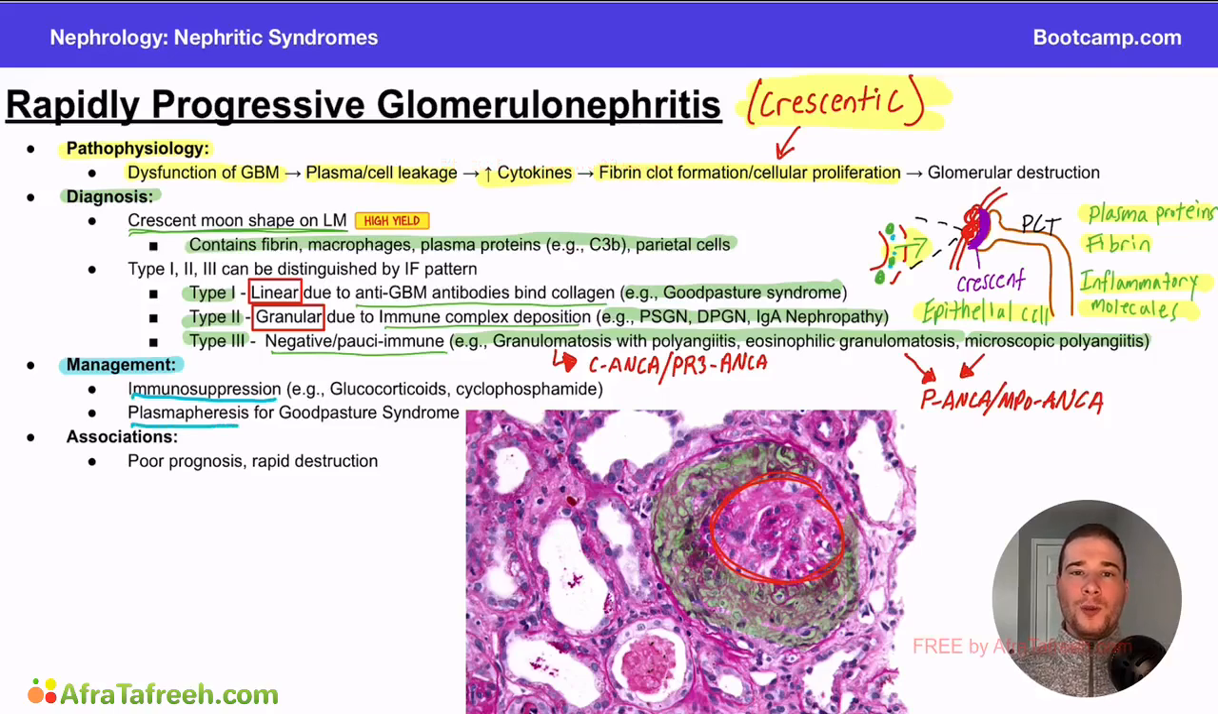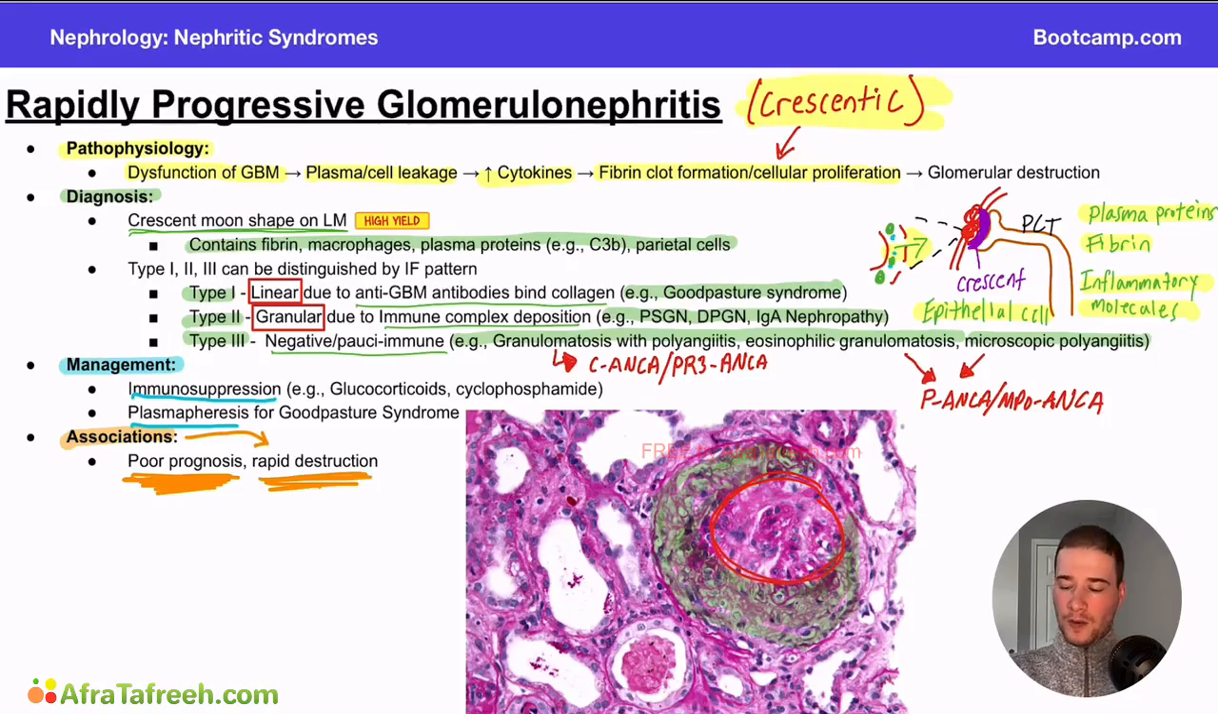Overall, it's important to note, and the reason why I said we can give them immunosuppression to try and improve their prognosis is that these patients typically have a poor prognosis. That is to say, rapidly progressive glomerulonephritis, as the name suggests, is associated with rapid destruction of the kidney. And because it's rapid destruction, the overall prognosis for these patients is not very good.